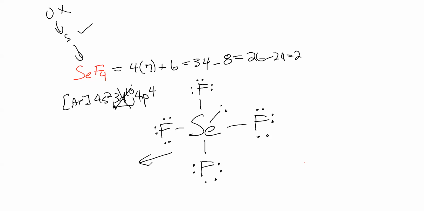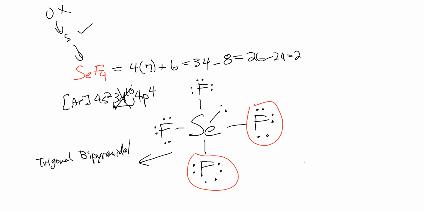Is it trigonal bipyramidal? So it's trigonal bipyramidal, and we know that because it has 5 different electron groups or regions. We have our fluorines, 1, 2, 3, 4, plus we have this 1 lone pair on that selenium. So that's going to give us 5 electron regions or domains, and so that means that we should be trigonal bipyramidal.